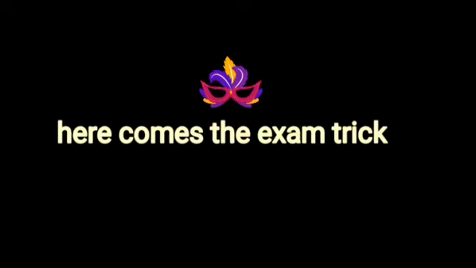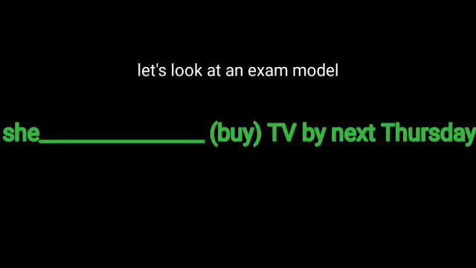Here comes the real magic to solve any kind of question. So let's look at an example. Here we got an example. In this case, since she comes under third person, we'll use will have plus V3 and the verb forms of buy are buy, bought, bought. So the V3 will be bought. So this will become she will have bought a TV by next Thursday. Since he or she comes under third person, we use will have plus V3.